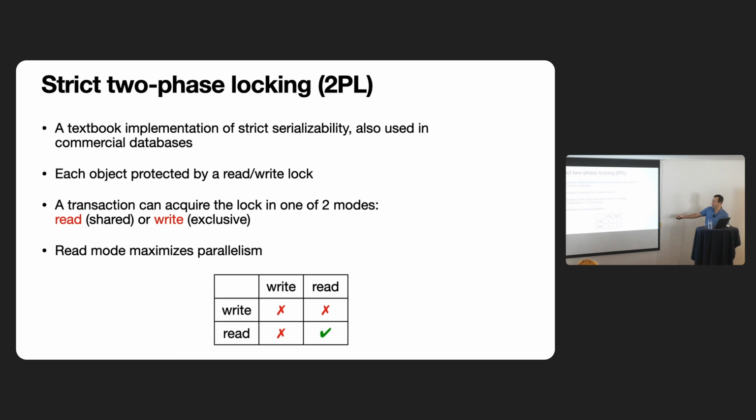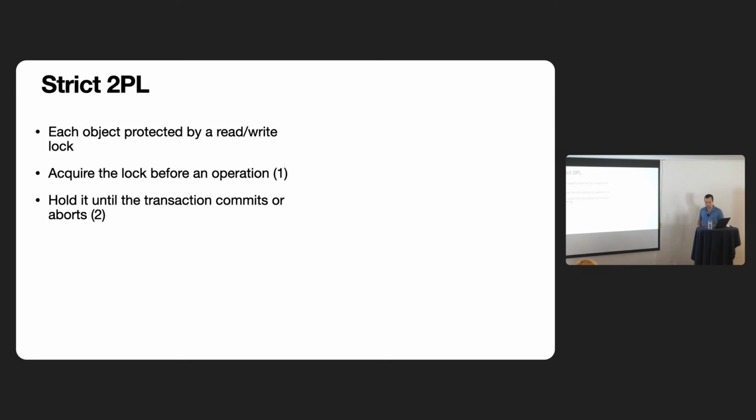So if I have a lock in the write mode, then nobody can hold this lock at all in any mode, read or write. But multiple transactions may hold this lock in the read mode, right? So this allows a bit better concurrency, where when people are reading, they can access the object concurrently. Okay, if this is a bit vague, I'm going to just show you the algorithm and then this will become clear. So each object is protected by a read-write lock.